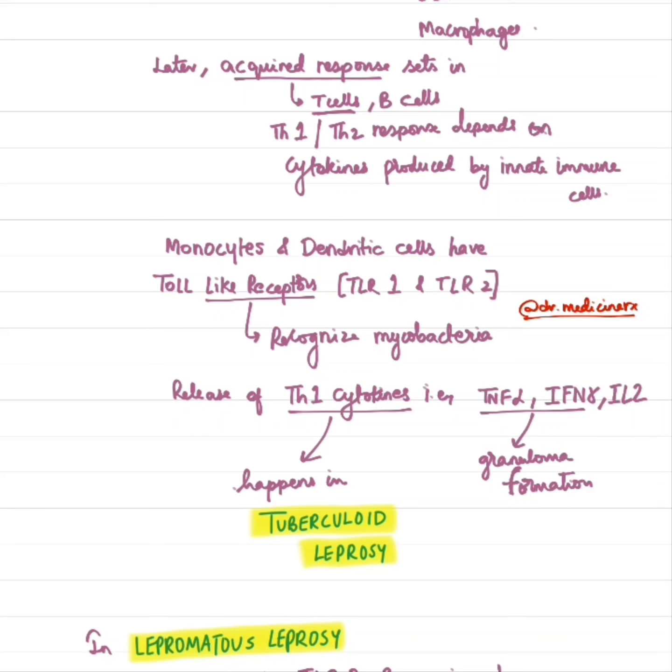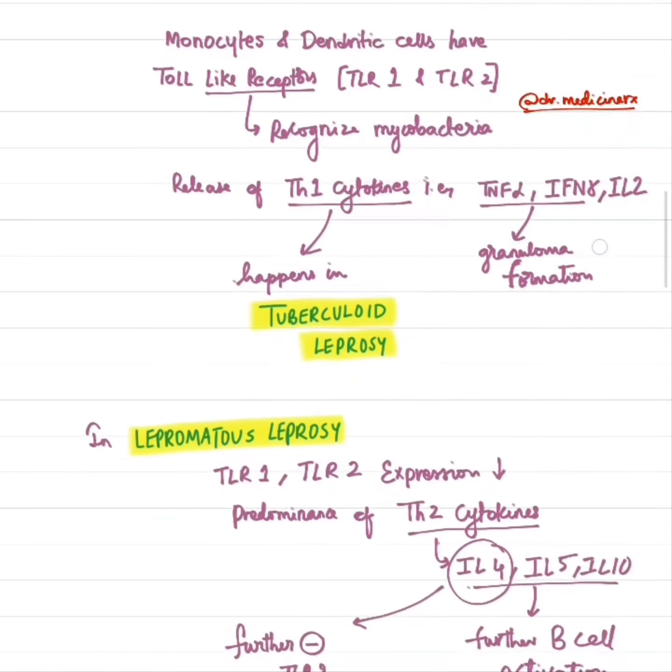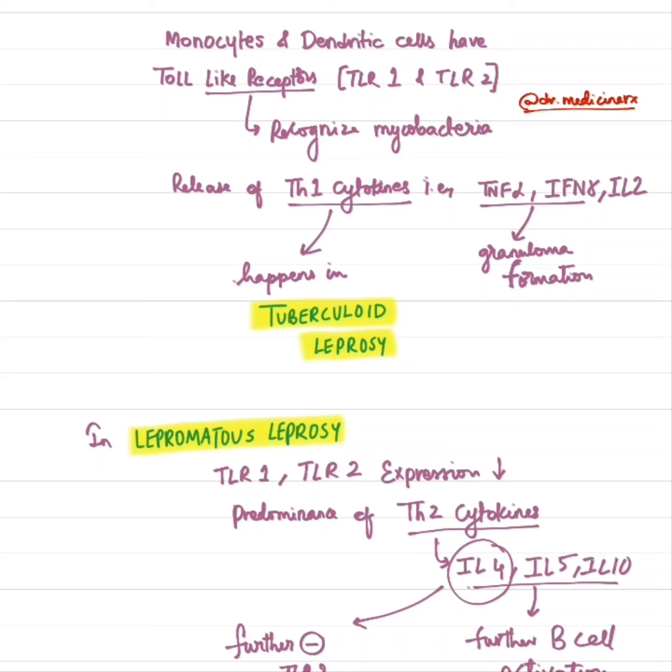This acquired response, which is constituted by the T cells and the B cells, is again a Th1 or a Th2 type of response, and it depends on the cytokines that are produced by the innate immune cells. The monocytes and the dendritic cells have toll-like receptors, especially TLR1 and TLR2, which recognize the mycobacteria. These cells further release Th1 type of cytokines, which are TNF alpha, interferon gamma and IL-2. These Th1 cytokines are seen in the tuberculoid pole of leprosy, and TNF alpha and interferon gamma further cause granuloma formation.